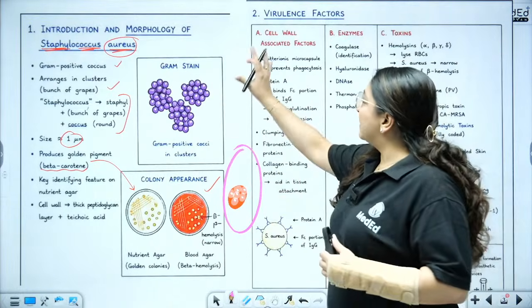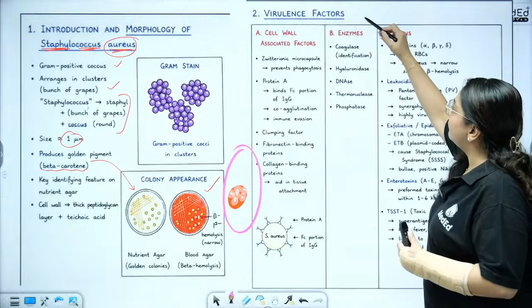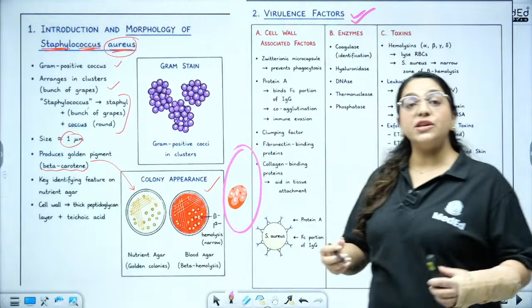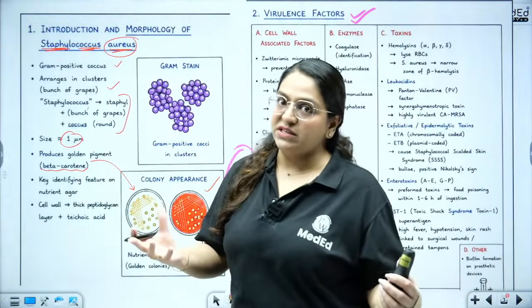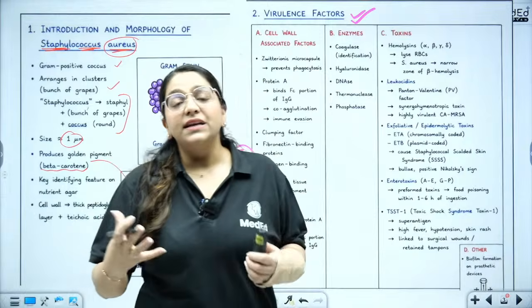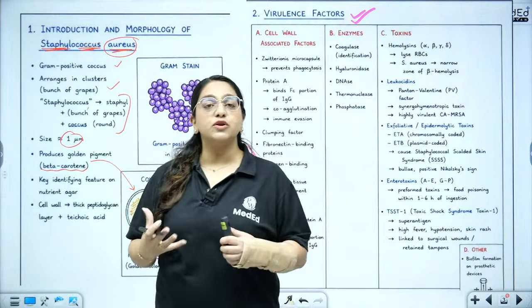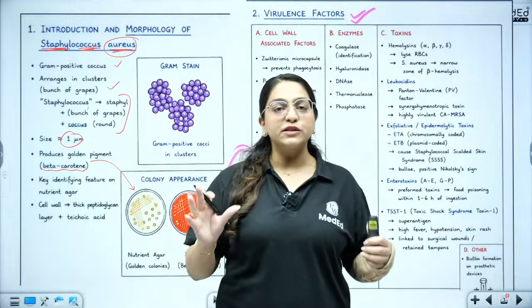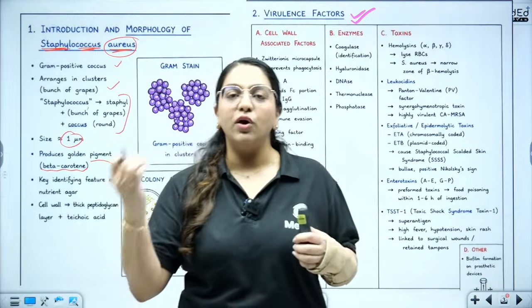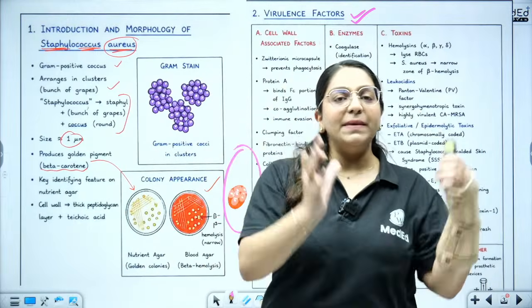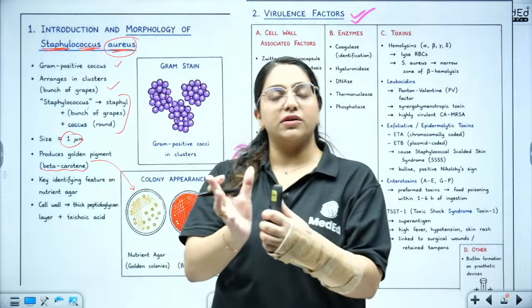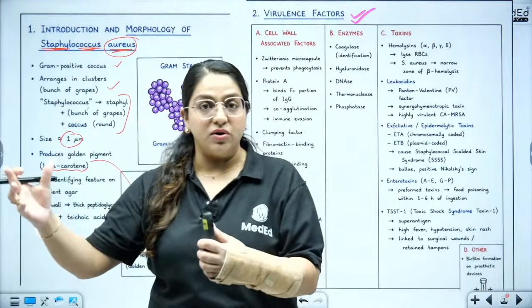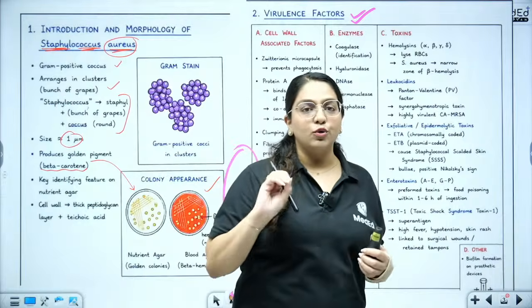So now that you've explained the bacteria, you need to definitely talk about the virulence factors. The question can come specifically as a virulence factor. It could be a clinical case, it could be a short note. So in both scenarios, you should first of all in brief quickly tell about the organism. How are you telling? By making the bunch of grapes, by making the golden colonies, and by making the beta hemolytic colonies. This is the basic about Staphylococcus that we know.